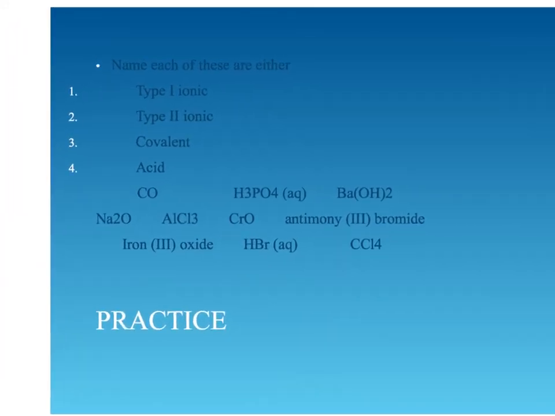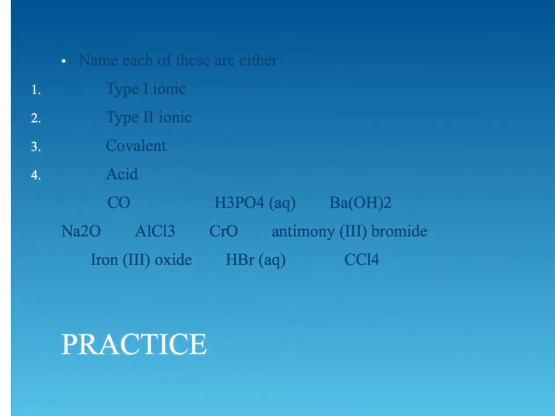Okay, so here is my practice sheet for you guys. Can't do this one because that's too easy, we just did that. Let's pick this one. Antimony 3 bromide. Would it be a type 1 ionic compound, a type 2 ionic compound, a covalent, or an acid? If I look up what antimony is, antimony is SB, and bromide is Br, so it's not an acid, right? It doesn't have any hydrogen in it.